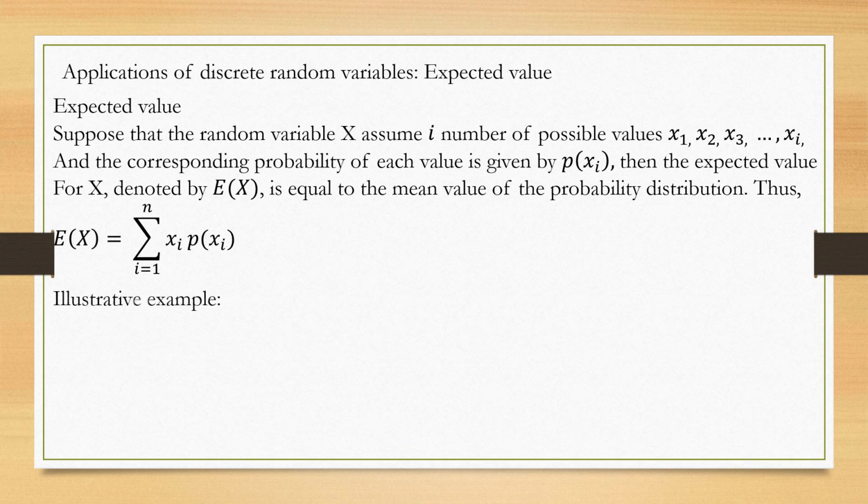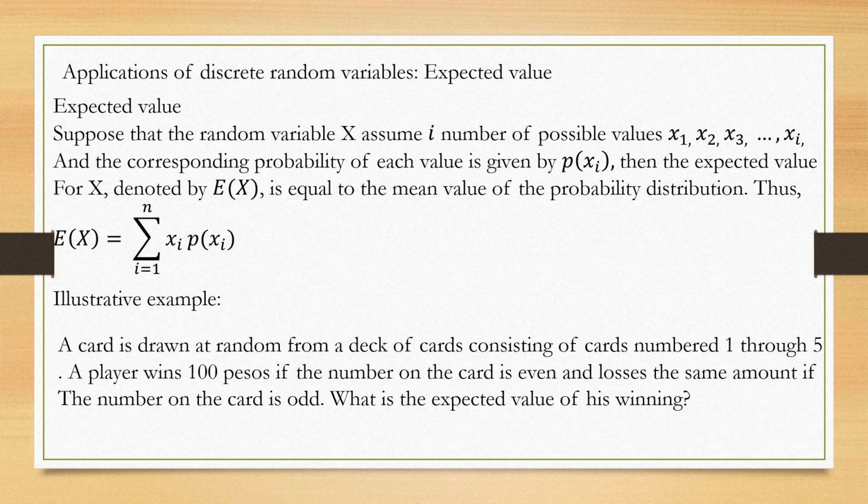Illustrative example. A card is drawn at random from a deck of cards consisting of cards numbered 1 through 5. A player wins 100 pesos if the number on the card is even and loses the same amount if the number on the card is odd. What is the expected value of his winning? As we observed, there is a deck of cards, and a card is drawn at random from the deck, numbered 1 through 5.